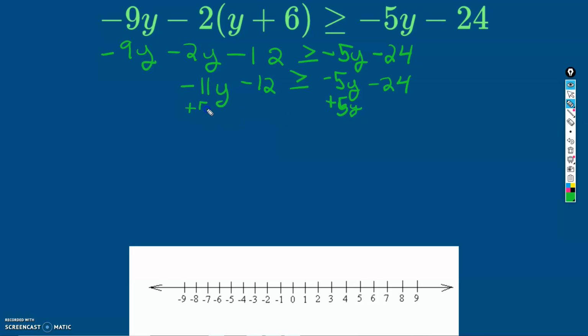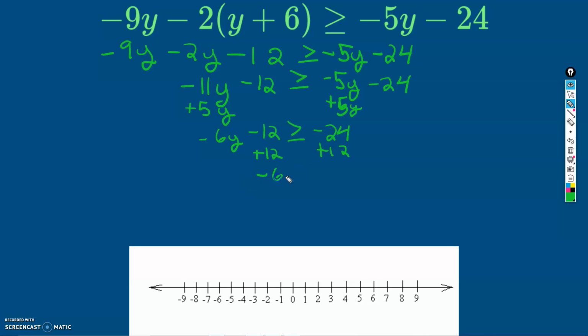I'm getting ahead of myself. Add 5y here. Negative 11 plus 5. We're going to go 5 in the positive direction, so that'll land us at negative 6y minus 12. This is greater than or equal to negative 24. So I got all my y's on one side, which is great, but now I need to clear out this negative 12, so let's do the opposite by adding it to both sides.